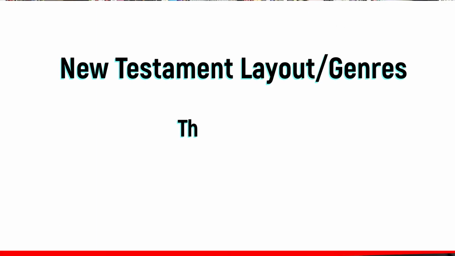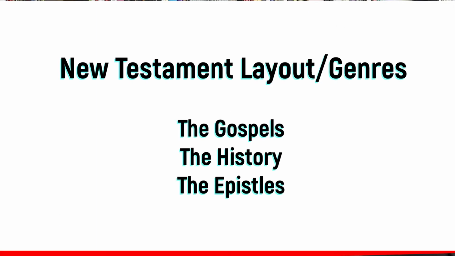Now, with all of that covered, let's just go over the New Testament very briefly. I think if we get a structure of how the New Testament's laid out, it'll help us organize it in our mind and help us moving forward. The New Testament's basically broken down into three different sections, some would call it three different genres. The first one would be the Gospels, the second one the history, and the third one the epistles or the letters.